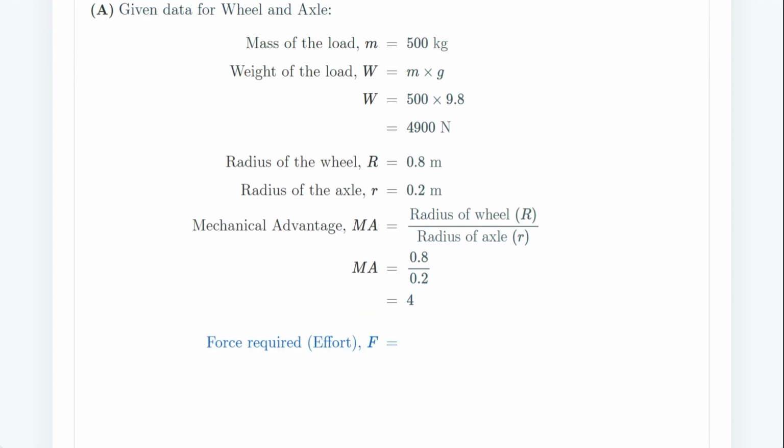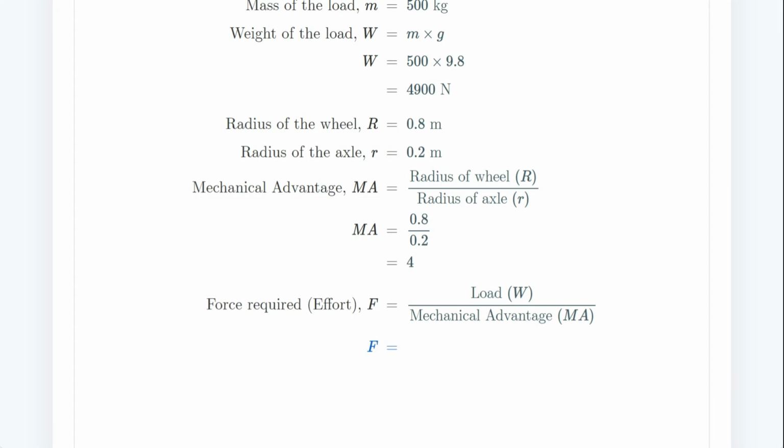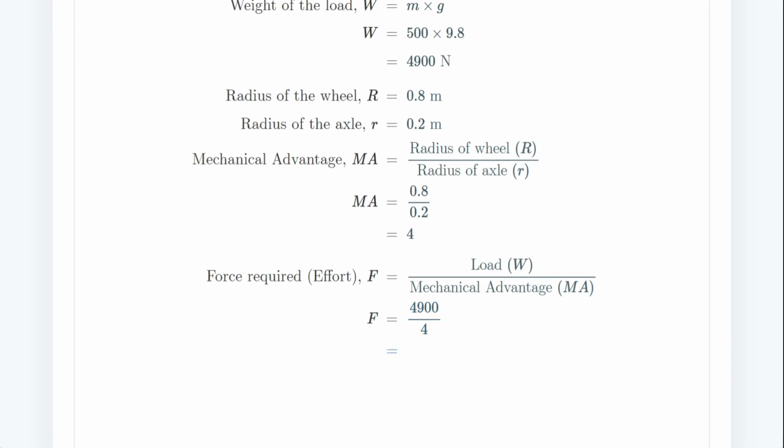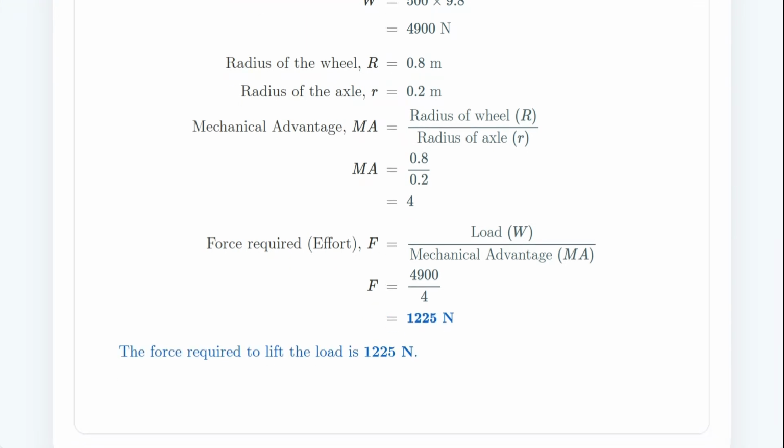Now, the force required, or effort, is equal to the load divided by mechanical advantage. F equals 4,900 divided by 4, which gives 1225 newtons. So, the force required to lift the load is 1225 newtons.